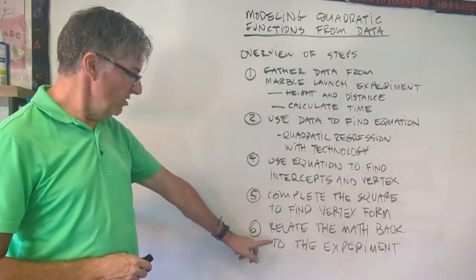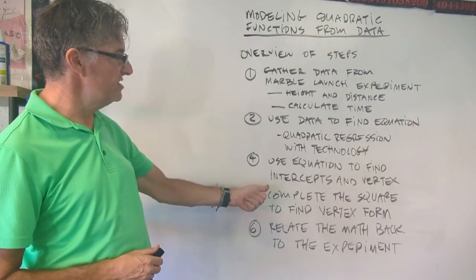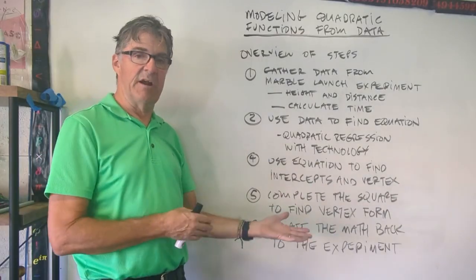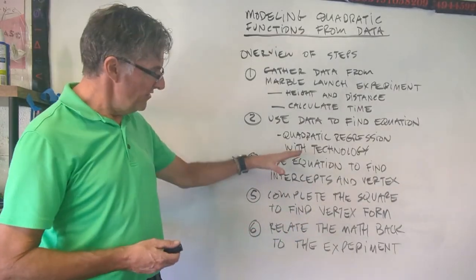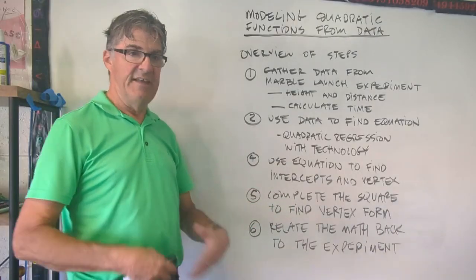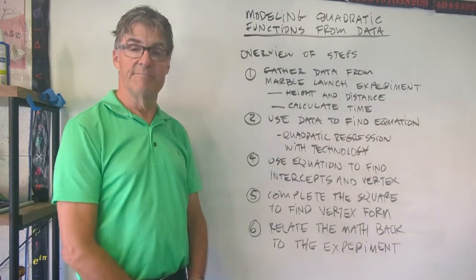Okay. Finally, what we did is we took our results, our vertex form, our intercepts, our vertex, and our equation, and we related it back to the experiment. And so we could confirm that our calculated results matched the results of our experiment. And that let us take our experiment full circle, evaluate what we did, and put it in the proper context.